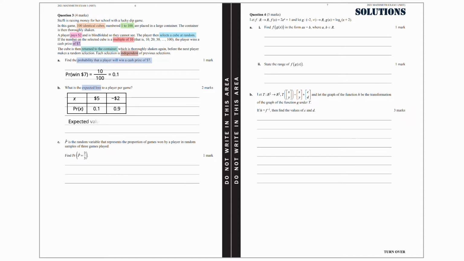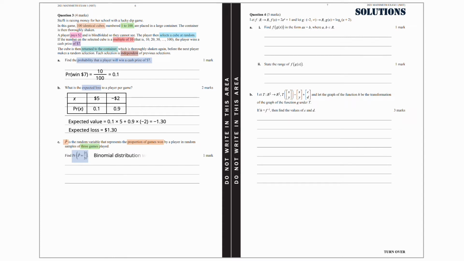So the expected value is equal to 0.1 times 5 plus 0.9 times -2, which equals -1.3. So the expected loss is $1.30. Part C. P hat is the random variable that represents the proportion of games won by a player in random samples of 3 games played. Find the probability of P hat equals 2 over 3.